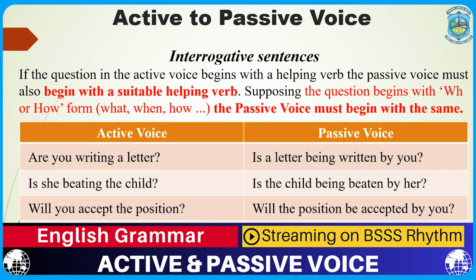This is an active voice. We will change it into passive voice. We have to select this letter. So, is a letter, because this is one letter, we have to be very careful with the verb subject agreement. Is a letter being written by you? And it should always remain a question, so there is a question mark. Is she beating the child? Will become, is the child being beaten by her?